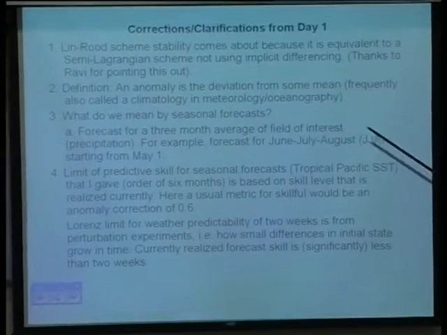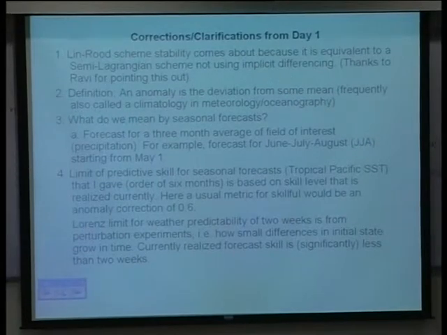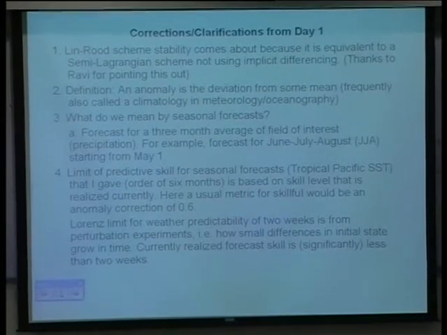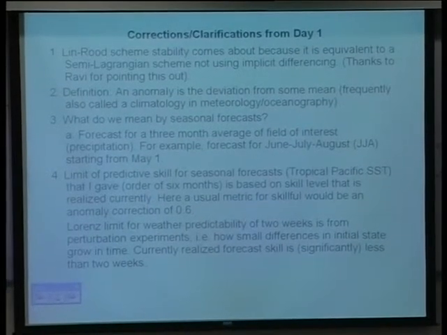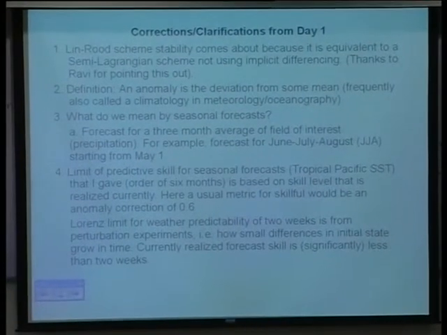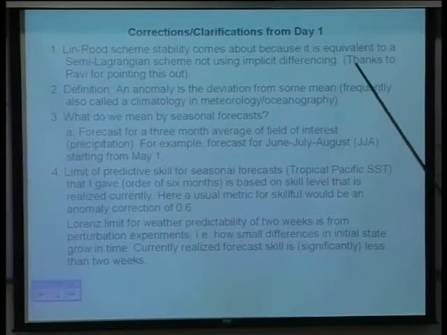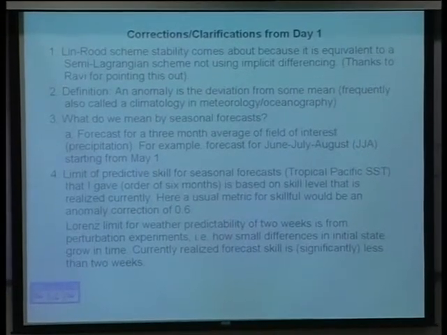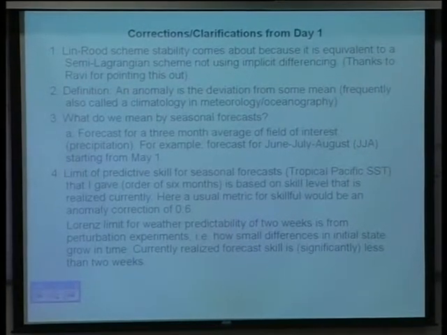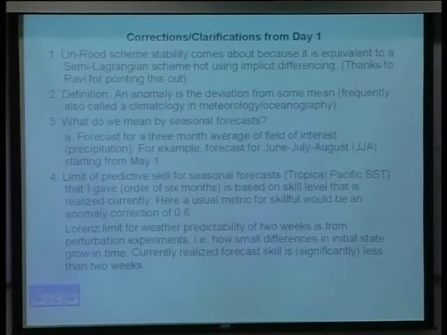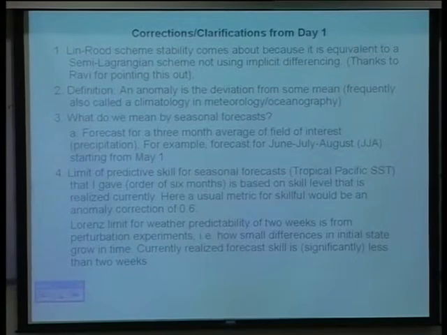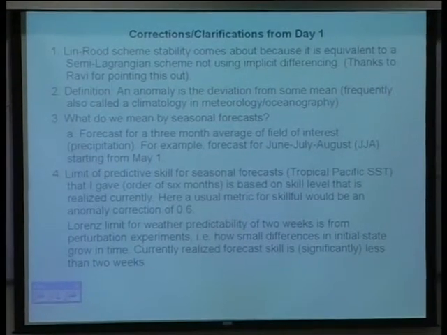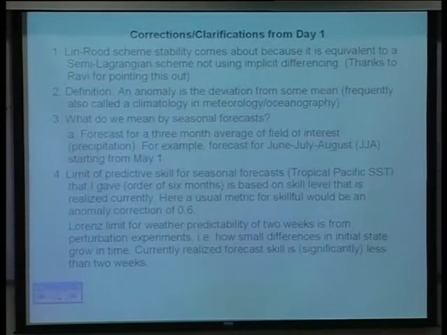So the first thing I want to say is that I talked a little bit about this finite volume Lin-Rood scheme, S.J. Lin and Ricky Rood, and I talked about it being almost absolutely stable, and I said that was because it was implicit, and that's actually not true. Ravi pointed out, and he is correct, it's basically a semi-Lagrangian scheme. Some people like Peter Lauritzen will argue that it's not, but it is certainly a scheme that's close in its flux form, but it's definitely not implicit.